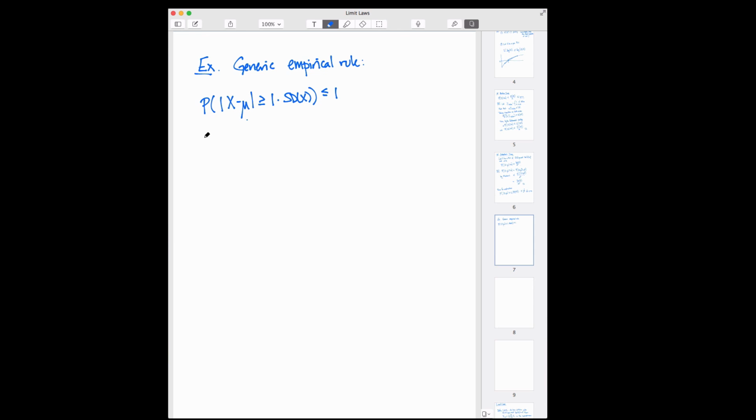So if we then look at what happens with 2 standard deviations, Chebyshev's inequality says the probability that x is at least 2 standard deviations away from its mean is less than or equal to 1 divided by 2 squared, so that's equal to 1/4. And for 3 standard deviations, we're going to be less than or equal to 1 divided by 3 squared, so less than or equal to 1/9. And so this gives you a general empirical rule for any distribution.